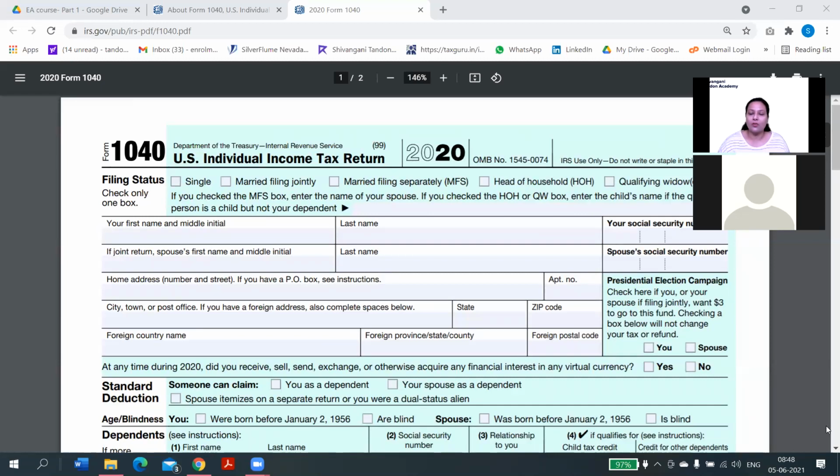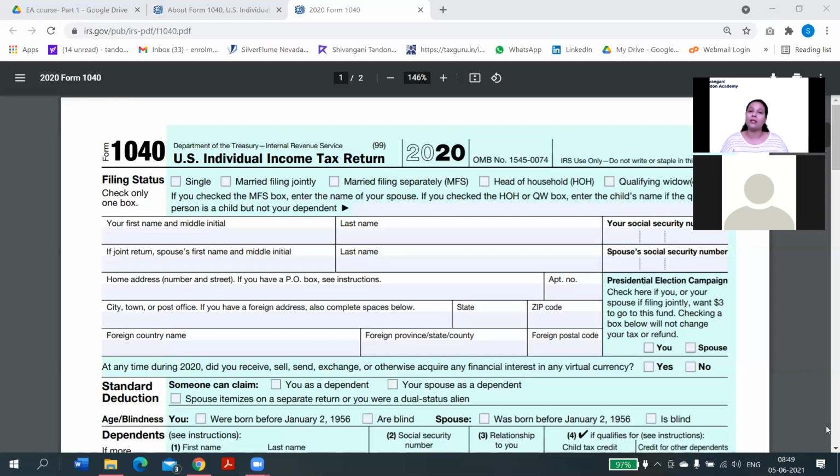The first thing you will notice on this form is filing status. Why is this filing status so important to understand for your client, and what is basically filing status? Filing status tells you the information about the client's current status, whether your client is a bachelor, married, a divorcee, a widow, or is married but still filing a separate return. So this gives you the idea about your client's present marital status.